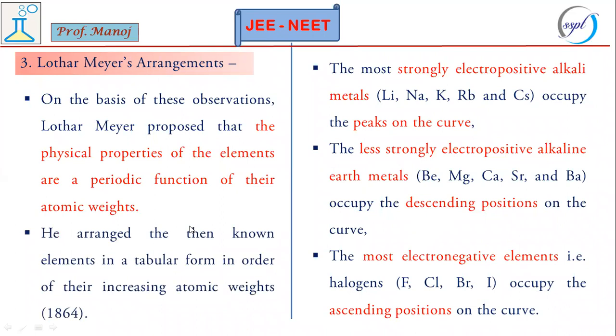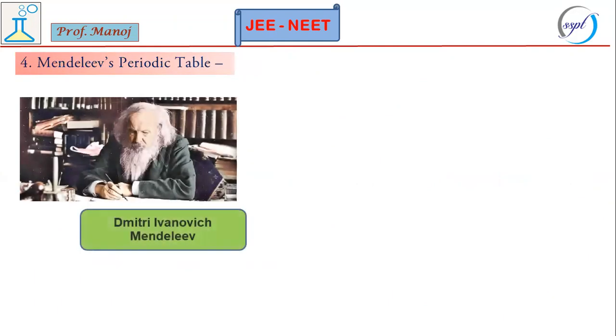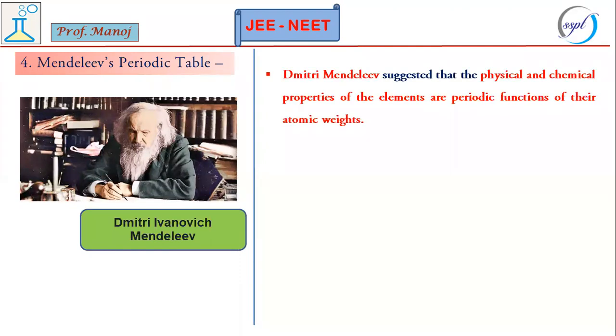From this, he made a tabular arrangement, which later on was found to be similar to Mendeleev periodic table. This was the earliest attempt of periodic table making. The only limitation in Lodermeyer's experiment is he only emphasized on physical properties and he did not consider chemical properties. That work was done by Mendeleev. That's why Mendeleev's periodic table is much more better than the old one.